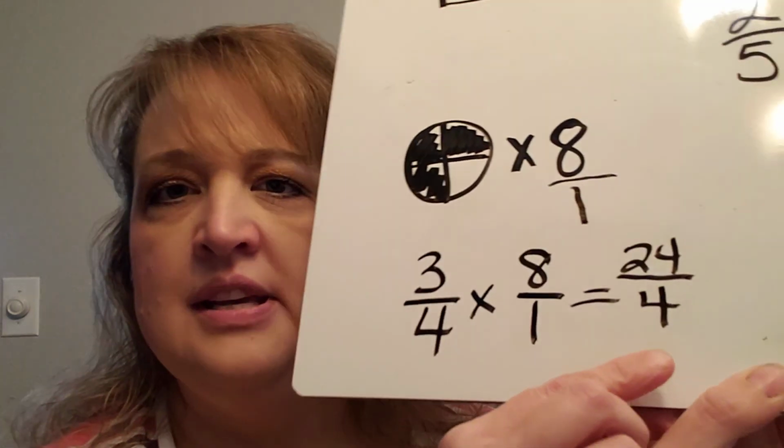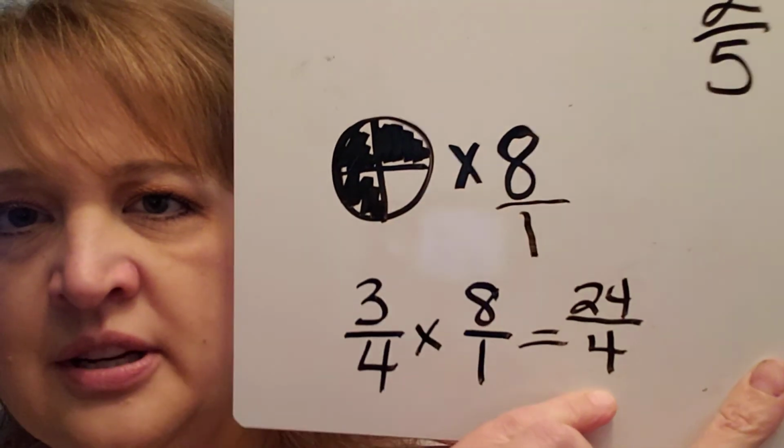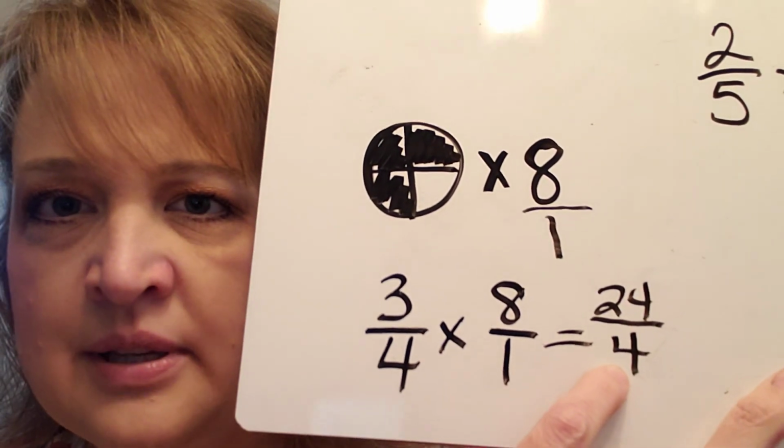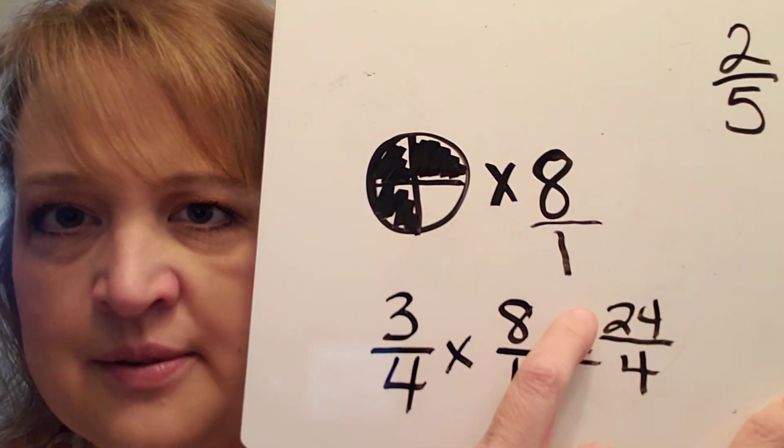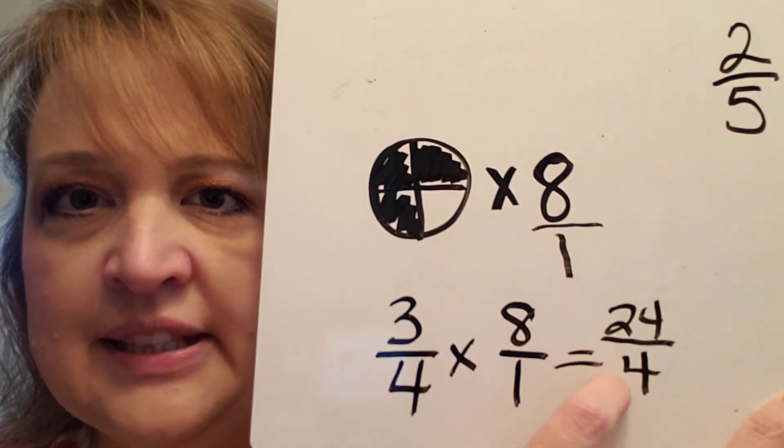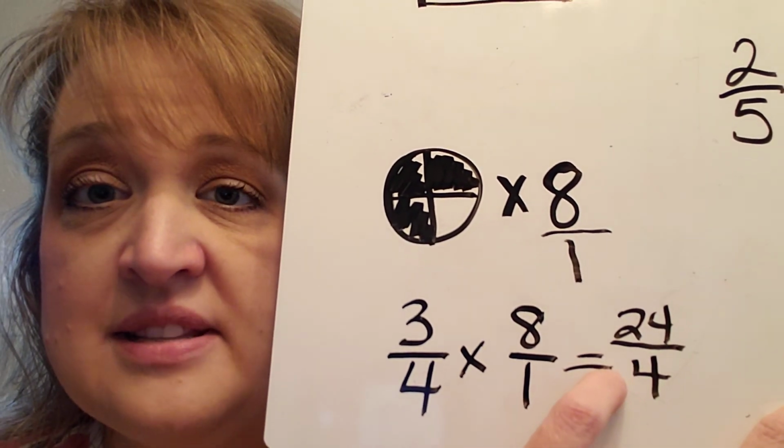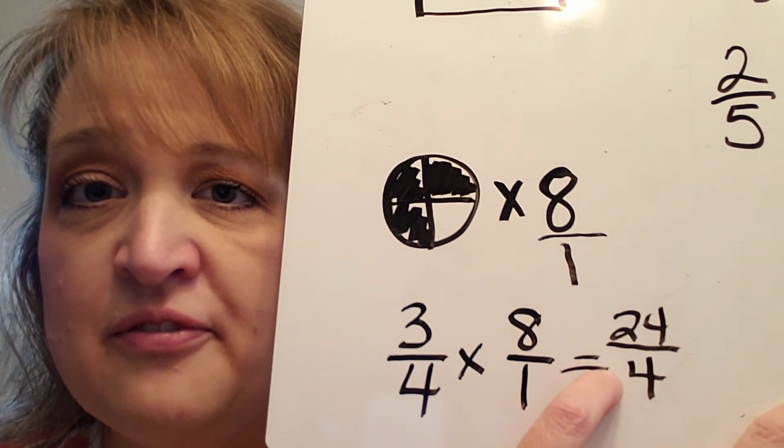Proper fractions have big bottoms. When I look at this fraction, is this a proper fraction? Is this a big bottom? No, this is a little bottom. It's a big top and a little bottom. That means that this is an improper fraction.